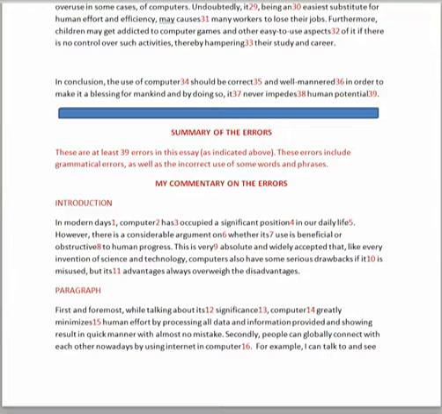It is widely accepted that, like every invention of science and technology, computers also have some serious drawbacks if they are misused, but their advantages always outweigh the disadvantages. And the problem with this sentence here is that it's conclusionary, and you don't put a conclusionary sentence in your introduction.